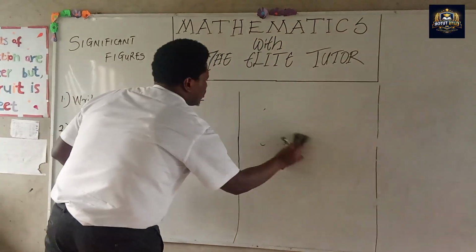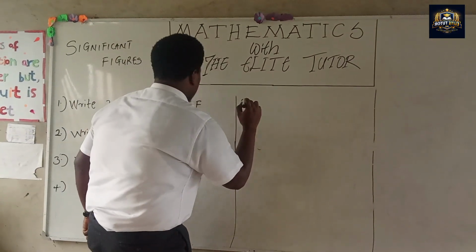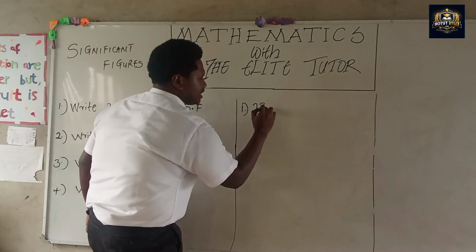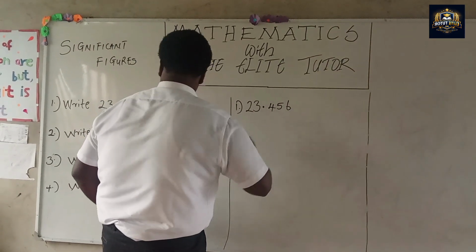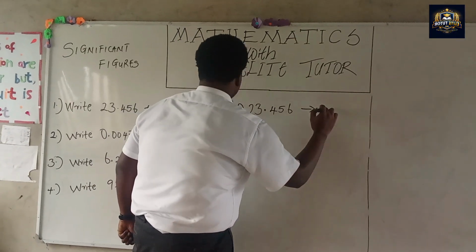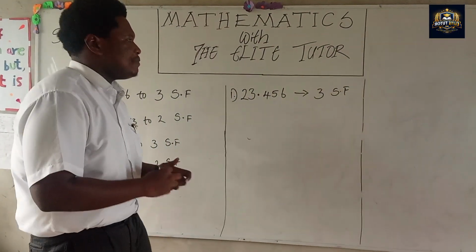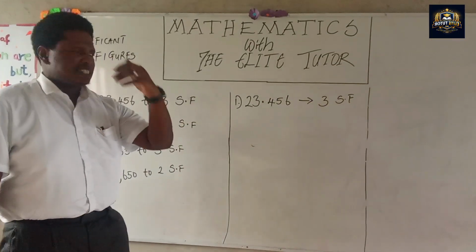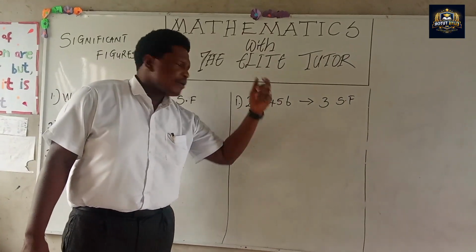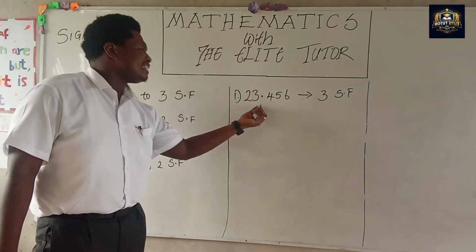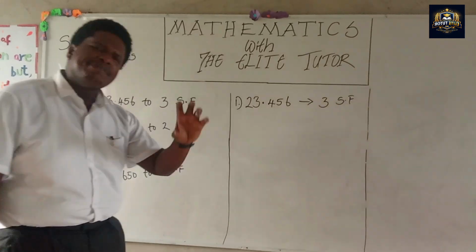Alright? So let's solve. Now we have the very first one. We have question 1. We have 23.456 to 3 significant figures. When we use the abbreviation SF, it simply stands for significant figure. Now we are asked to write 23.456 to 3 significant figures.